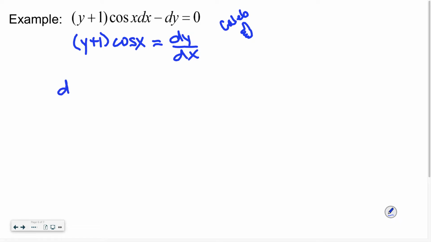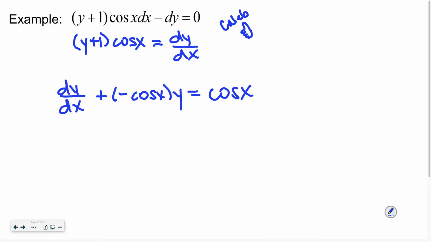So we would have dy/dx plus negative cosine of x times y equals cosine of x. That would be our standard form. How did I get that? Algebra, the distributive property. Cosine of x stays, and y cosine of x gets subtracted over. But we don't want subtraction, we want addition, so I change it to plus a negative cosine of x times y.